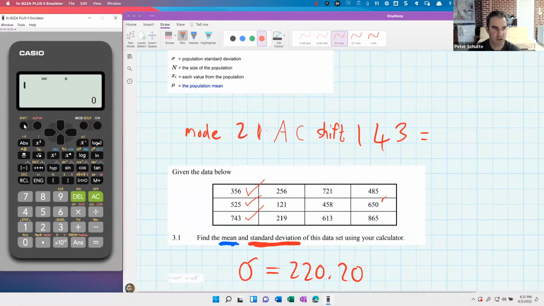And so I hit Shift 1. And then after Shift 1, I hit 4. And then to get the standard deviation, I hit 3. And then I go equals. So I'm actually giving you that at the top here.